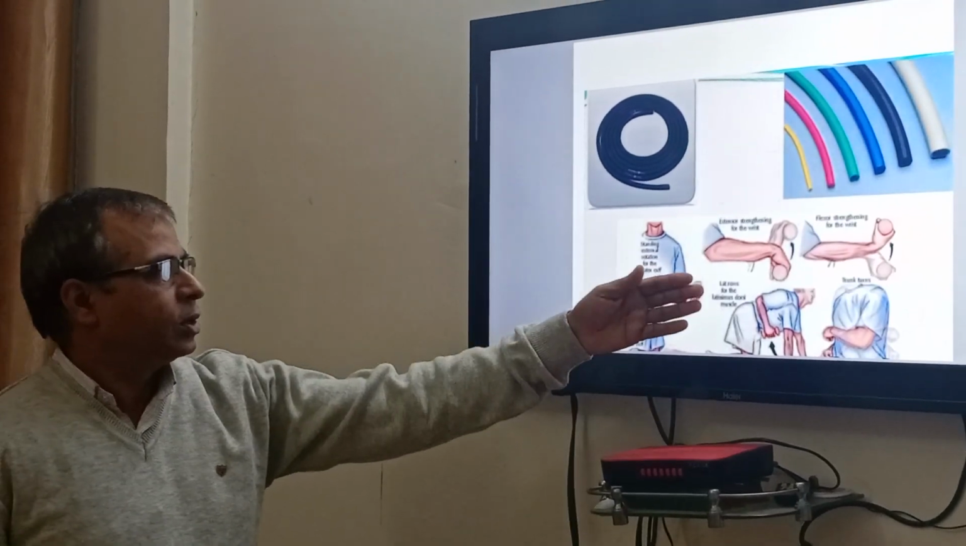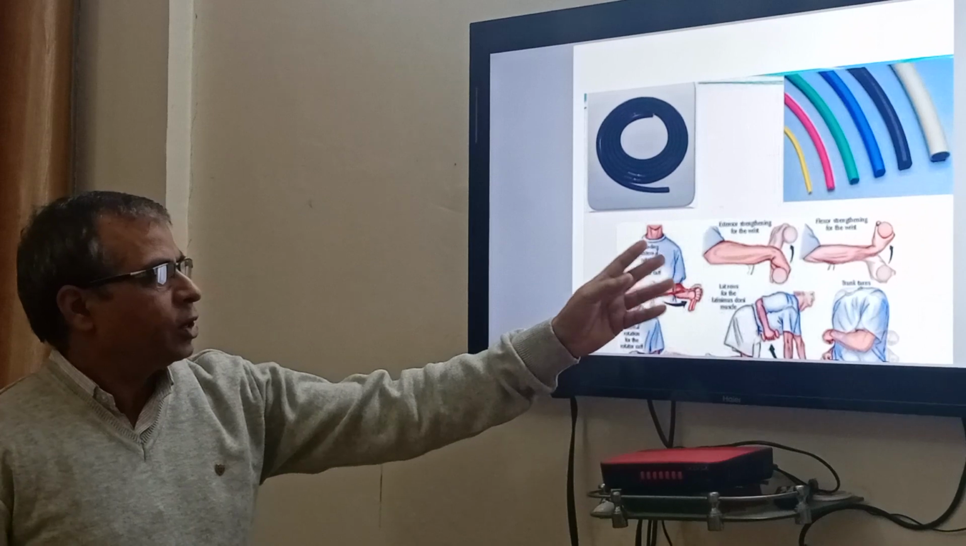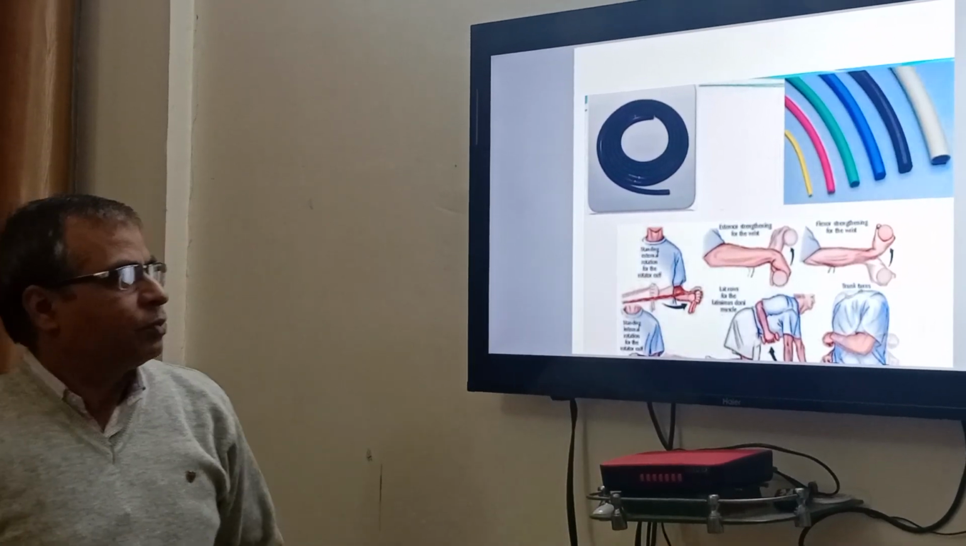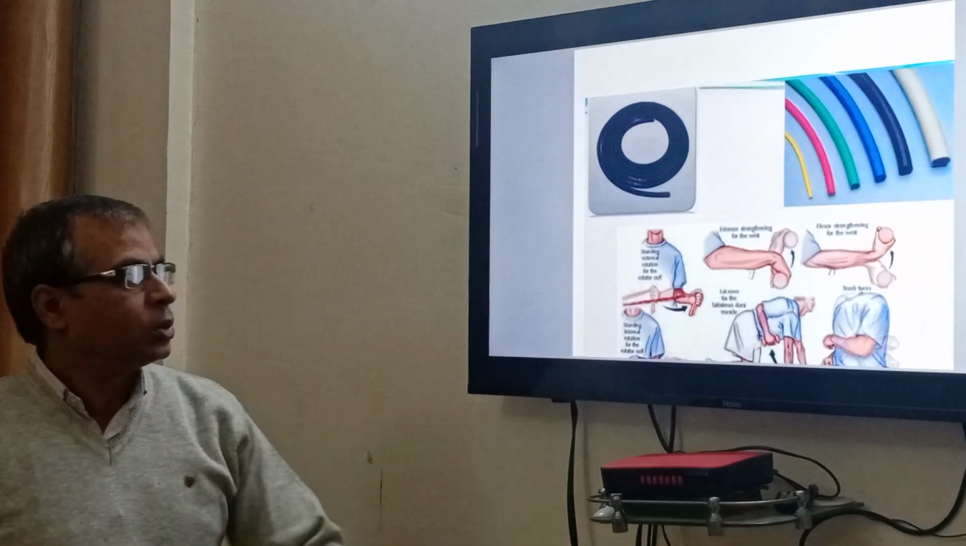So these are the different trainings for hand movements by the physical therapist and the occupational therapist.